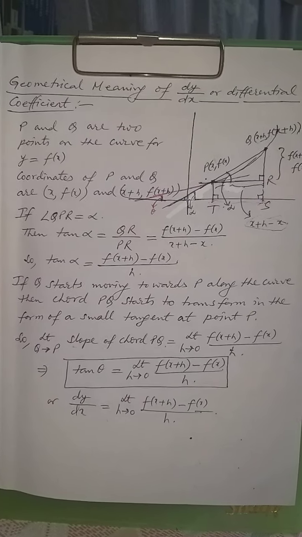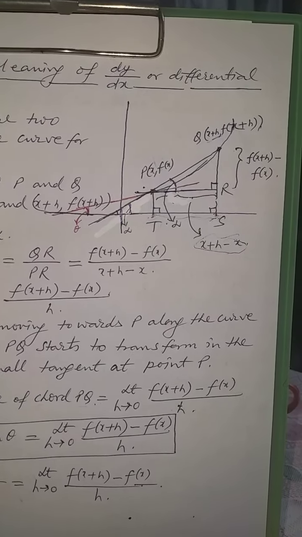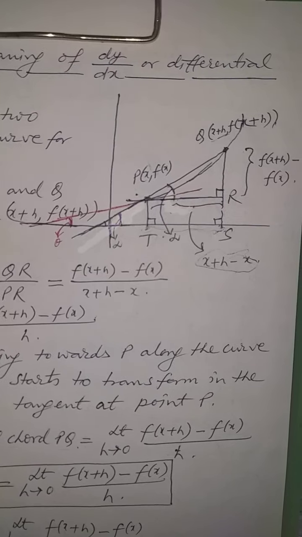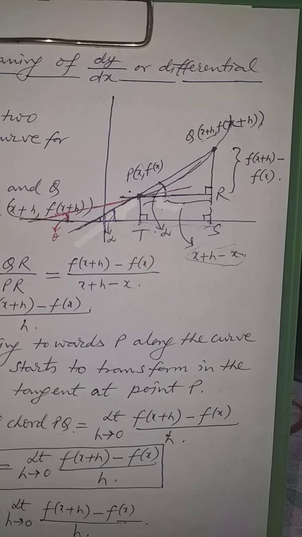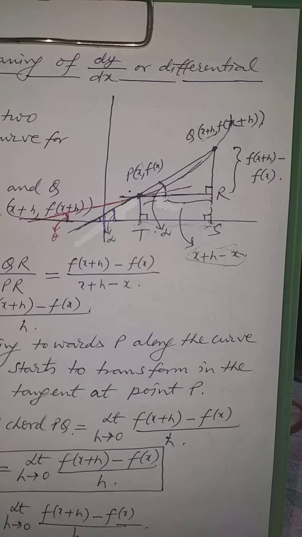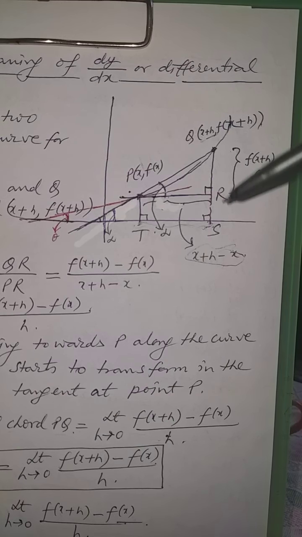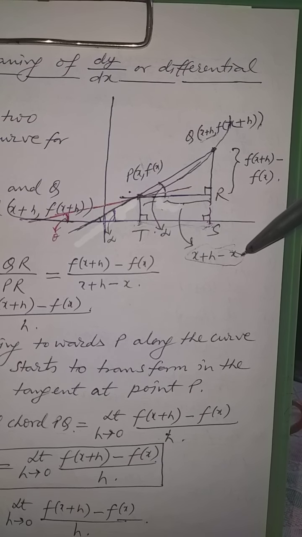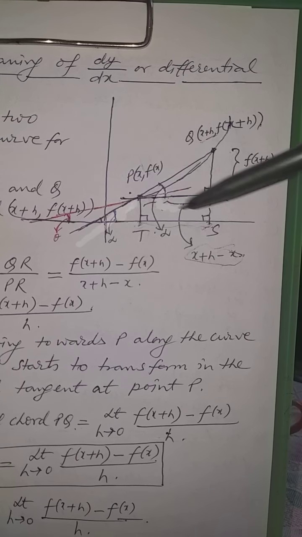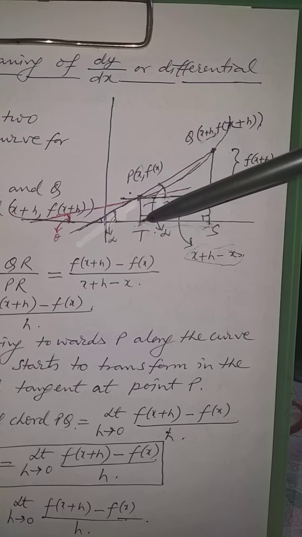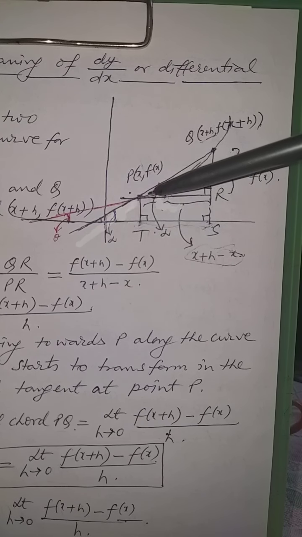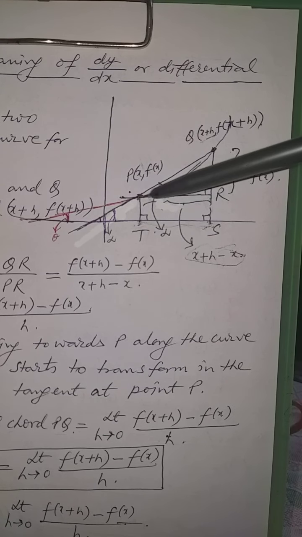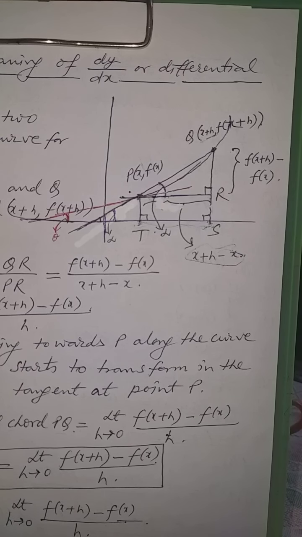Now let me zoom in the diagram. Okay, I hope now it might be clear to all of you. Alright, so this length TS is x plus h minus x, I have already explained. That means from here to here it is x plus h, from here to here it is x. So this length TS will be equal to x plus h minus x, and this TS and PR will be equal. So the length of PR is x plus h minus x.